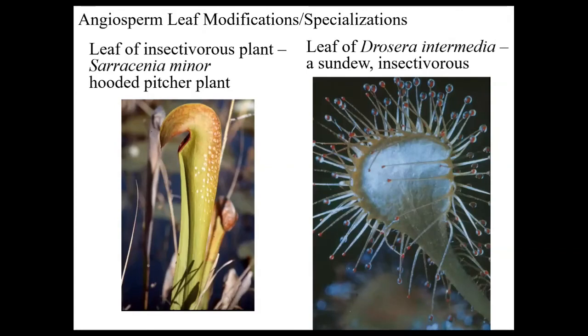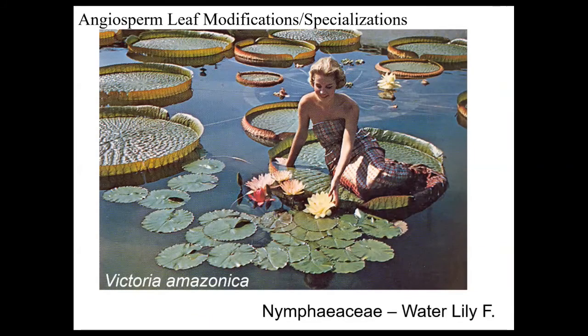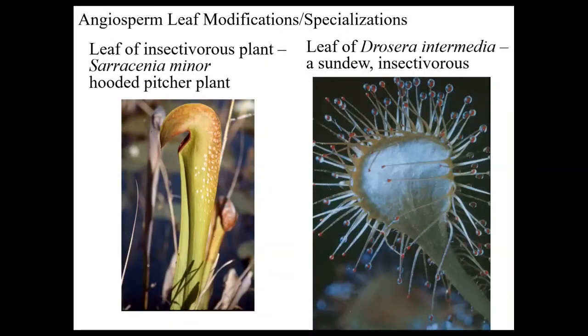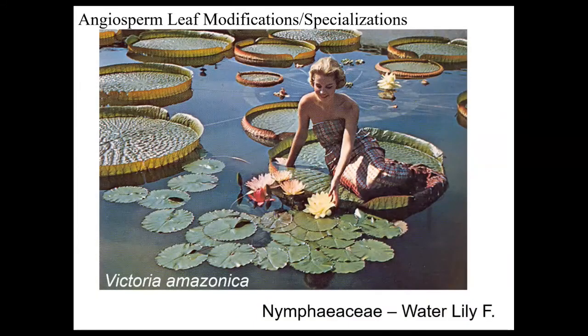Specialized leaves are like in the pitcher plant and this little sundew, they both are insectivorous. What they do is supplement their nitrogen, and therefore they can live in poor nitrogen soils, because chitin is loaded with nitrogen in insects.